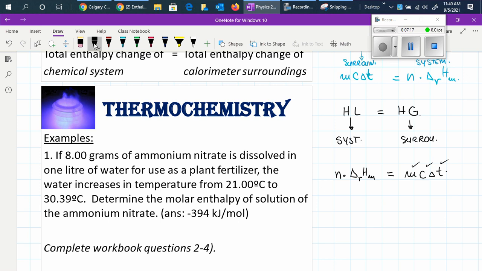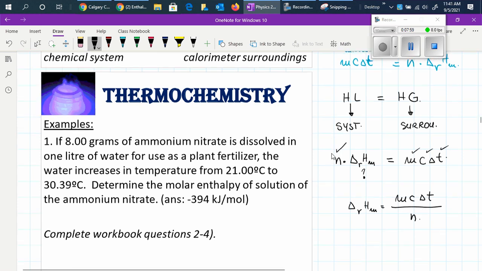So we know all those three quantities on this side. We don't quite know the number of moles of aluminum nitrate. However, doing stoichiometry, we will figure it out, because we'll find the molar mass of aluminum nitrate and then use the 8 grams of aluminum nitrate. We are looking for the molar enthalpy change, so the formula will look something like this: mc delta T over the number of moles. Okay, so now let's plug in the numbers.